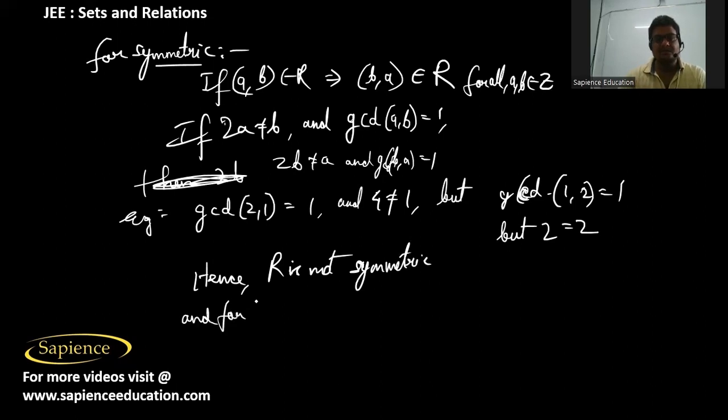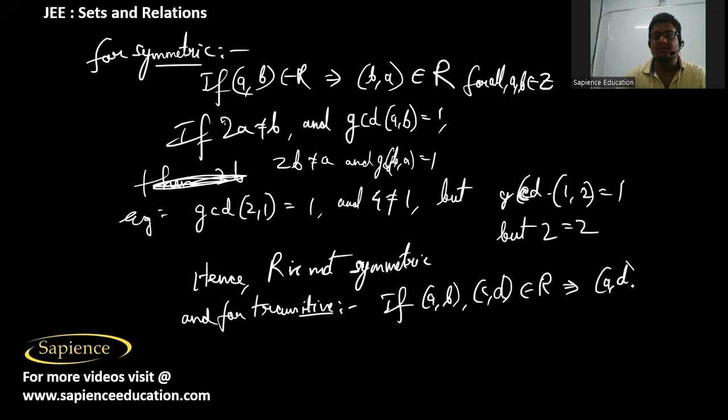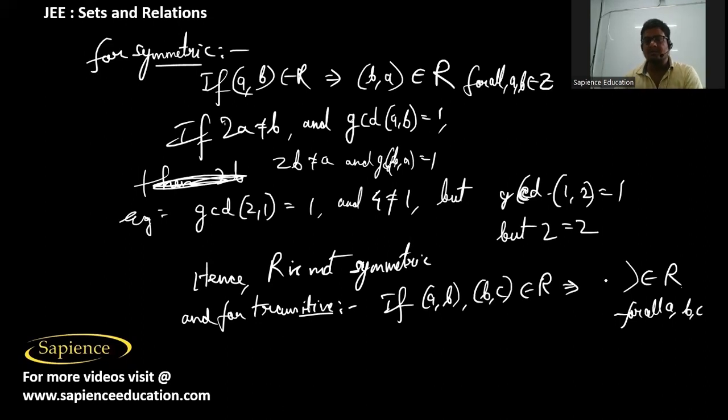And then for transitive, we should have: if (a, b) belongs to the relation R and (b, c) also belongs to the relation R, then (a, c) also should belong to the relation R for all a, b, c belongs to Z.